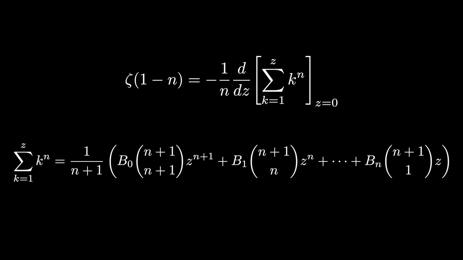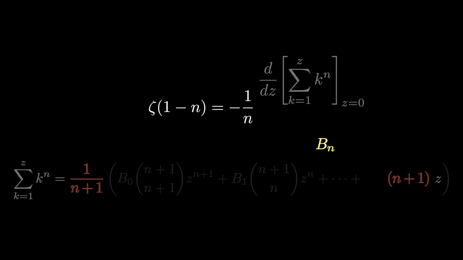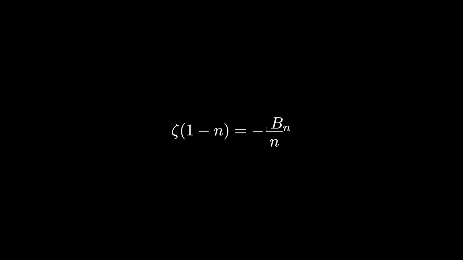Well, the way I wrote the polynomial kind of obscures it, but if we just look at the linear term, n plus 1 choose 1 is just n plus 1, and that cancels with the factor of 1 over n plus 1, leaving nothing but the Bernoulli number. And just like that, we've established the formula.